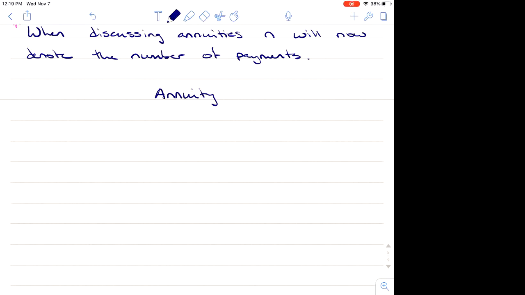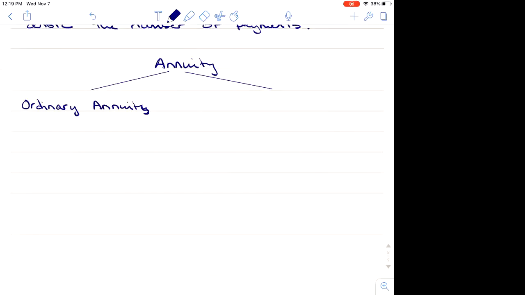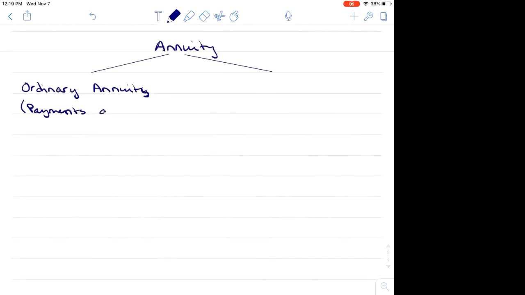So let's do our first two branches. We can have an ordinary annuity. And that's where we're going to start. Where payments are at the end of each payment period.